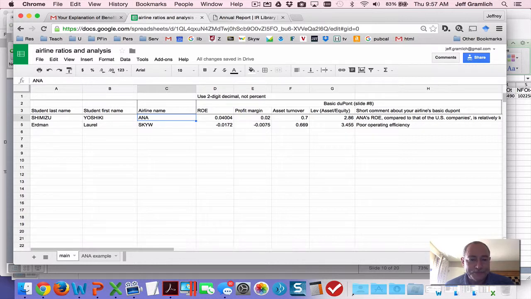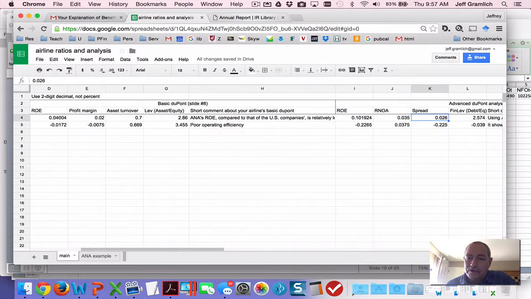Dupont analysis. The thing that I noticed when I got on here is that for ROE, this number, 0.04004, is different when you come over here, and that's in the advanced Dupont. That kind of bothered me, and I noticed the same thing with Laurel's as well. That should not be the case. ROE is ROE, and it should always be the same. Now let's take a look at it.